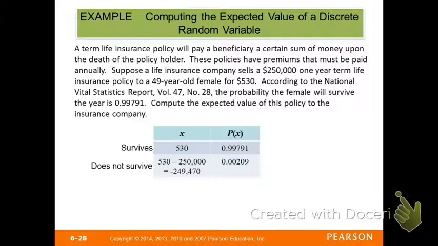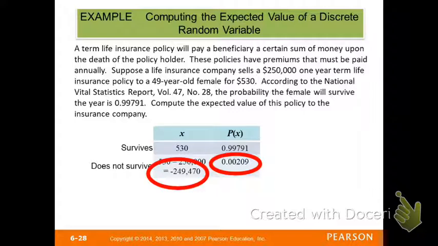All right, so the expected value is going to come from this. Here's the company outcome. The company makes $530 if the person survives, and the probability that they survive is this. Or the company loses $249,470 if the person dies, and the probability that they die is 1 minus the probability that they survive. So if the person dies, the company loses a large chunk of money. If the person survives, the company makes $530.